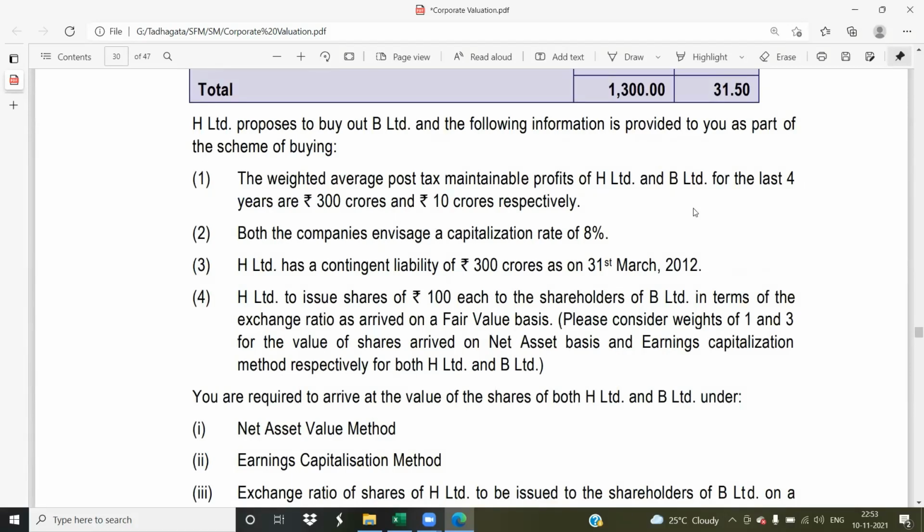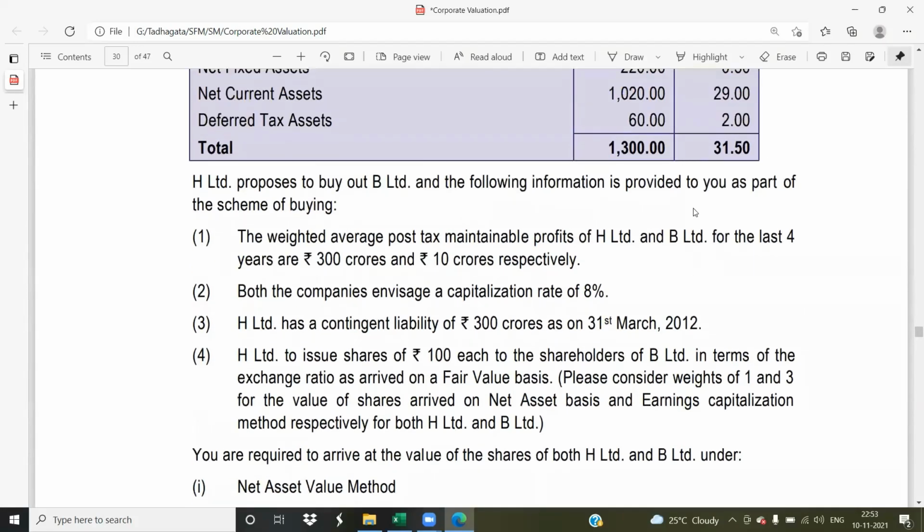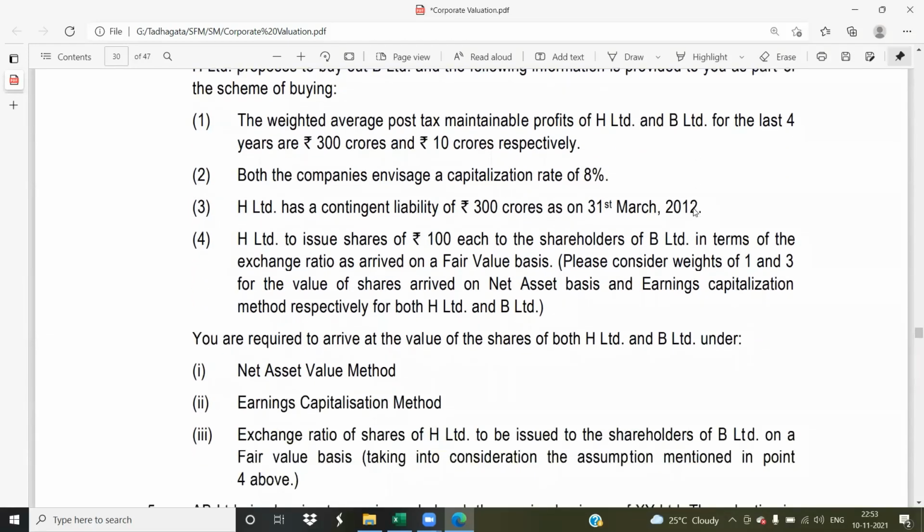And in the earnings capitalization method, we divide 300 crores by the capitalization rate, that is 8% in case of H Limited, and 10 crores by 8% in case of B Limited, right? So we get the value and we divide both of them by their respective number of shares, so that we get per share value.